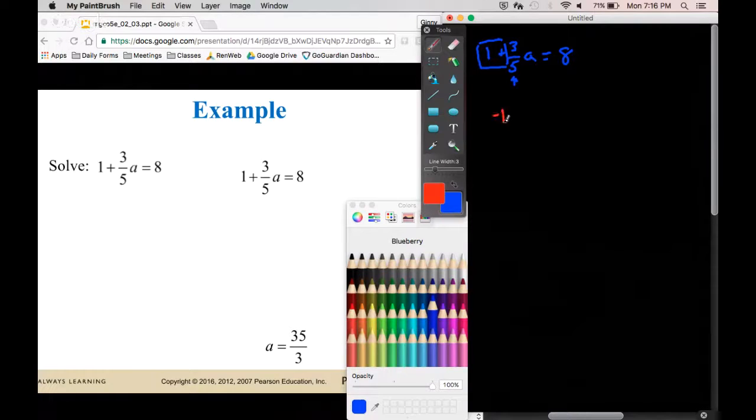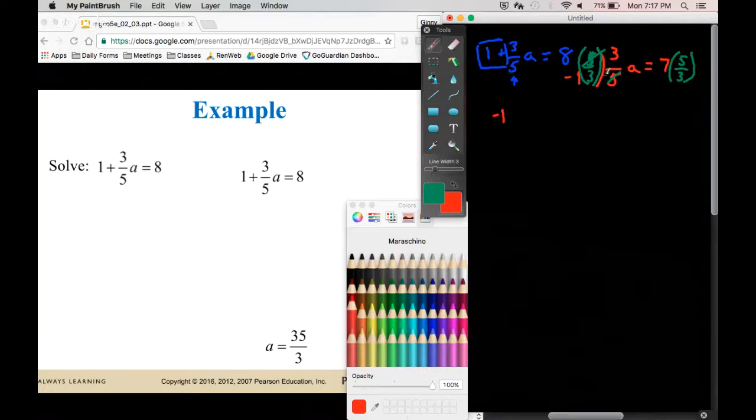So you're going to subtract 1 from both sides, which would leave you with 3/5 a equals 7. And then your next step from there is you have to get rid of this fraction right here. If you remember from section 2, the best way to do that is to multiply by the reciprocal, which would be 5/3. You multiply both sides by the reciprocal, 5/3.